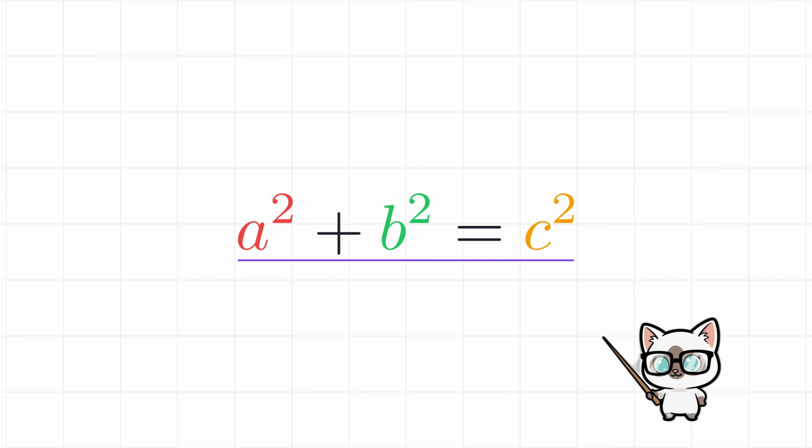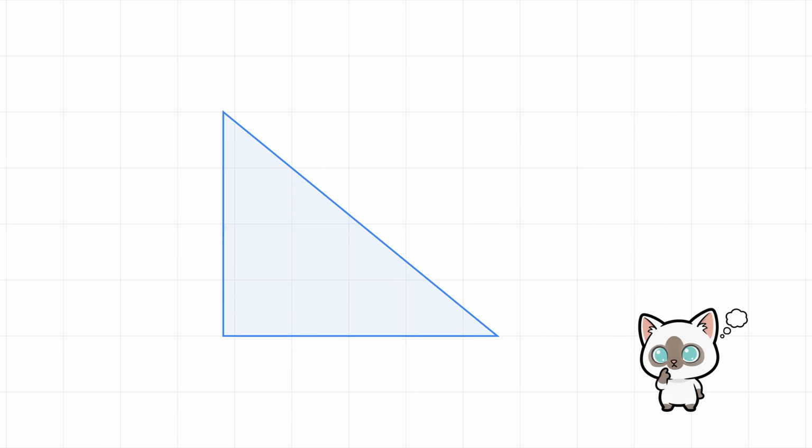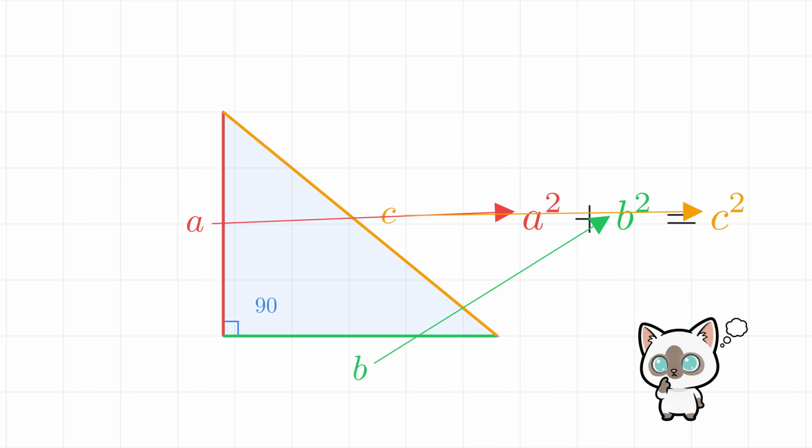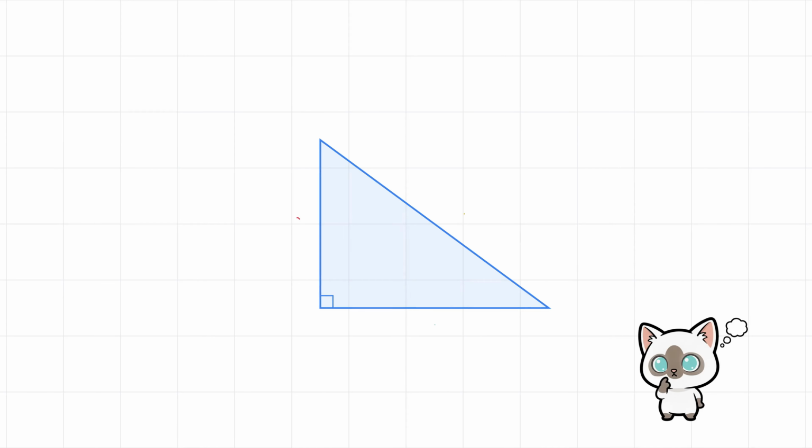Before we prove the theorem, let's make sure we understand the star of the show, the right triangle. A right triangle has one angle that measures exactly 90 degrees. That little square in the corner is the universal symbol for it. The two sides that form the right angle are called legs. We label them A and B. And the side opposite the right angle, the longest one, is called the hypotenuse. That's our C. These three sides are the key players in the Pythagorean theorem. Remember them well.